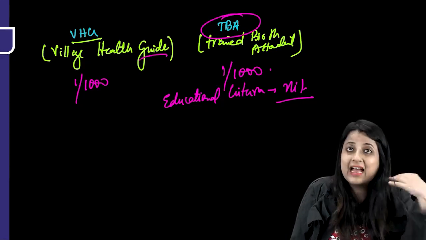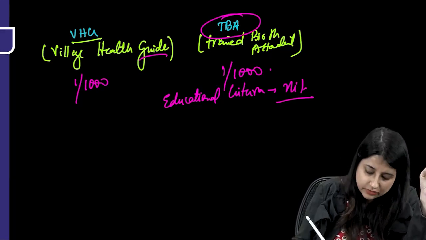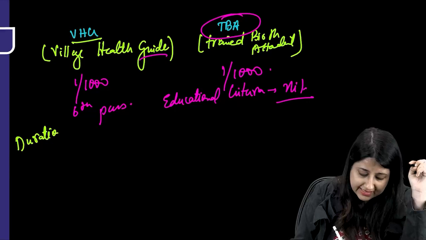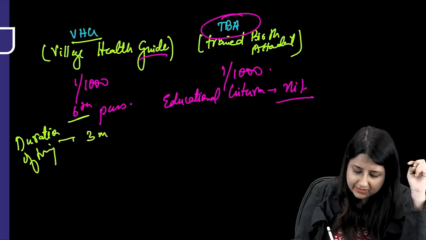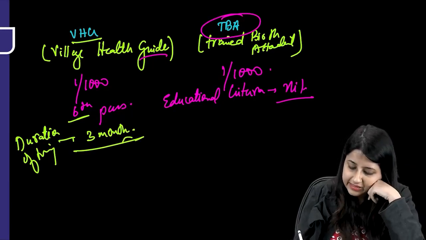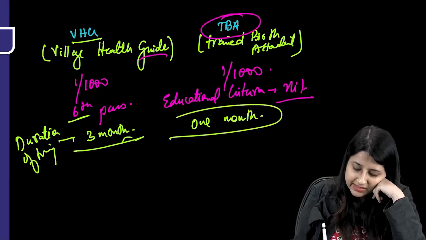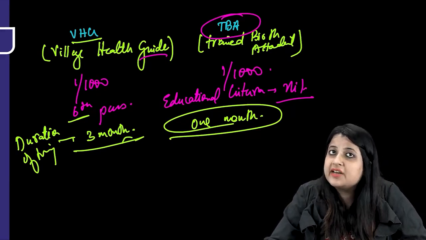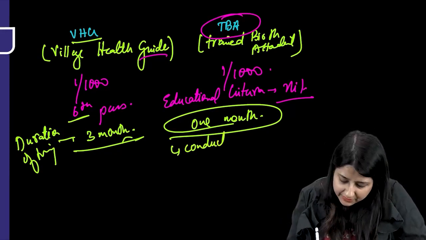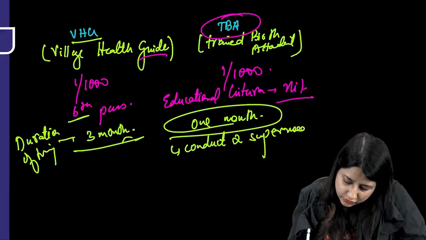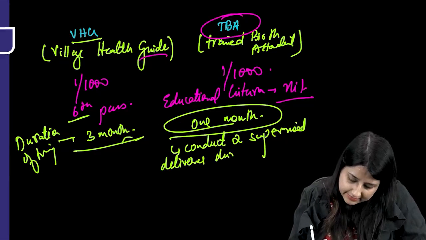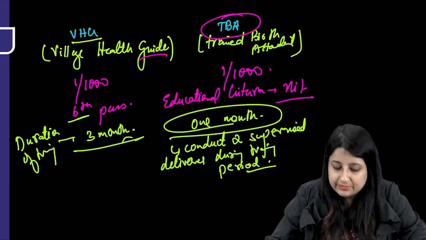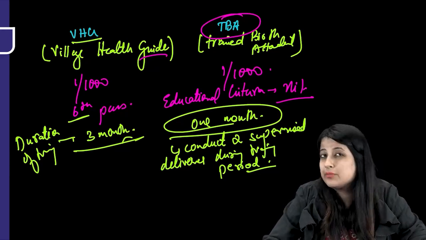Now village health guide. This is a guide. So, at least some class education should be there. So this is how much? 6th pass. Duration of training. Now here if you talk about village health guide, duration of training, half of 6, 3 months. And here trained birth attendant, 1 month. So if a trained birth attendant gets a duration of training of 1 month, and she is able to conduct 2 supervised deliveries during her training period, she becomes a TBA. She should be able to conduct how many supervised deliveries? 2 supervised deliveries during training period. So that is TBA. Anything can come. The difference between village health guide as well as trained birth attendant is equally important.